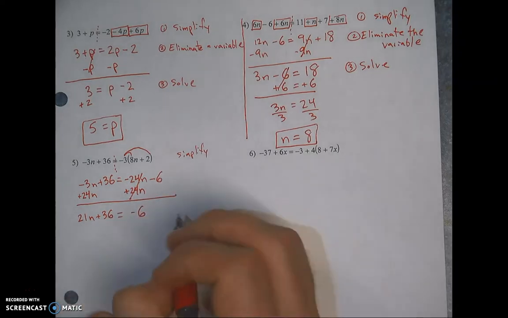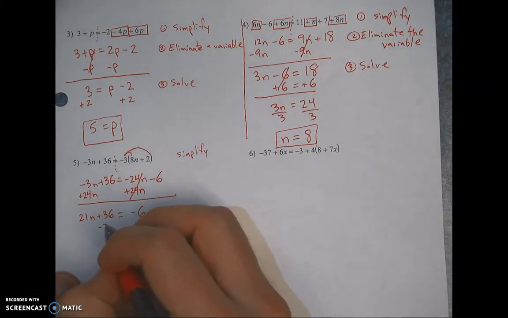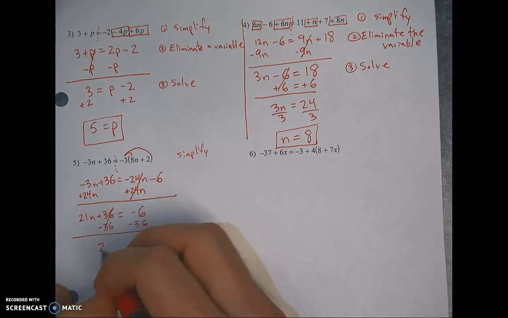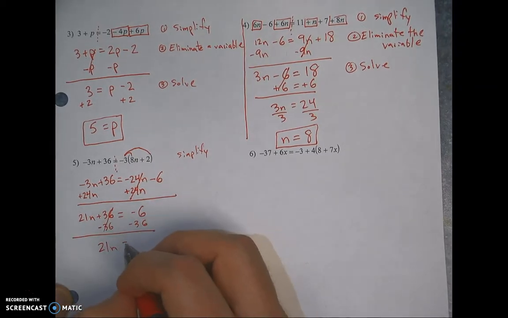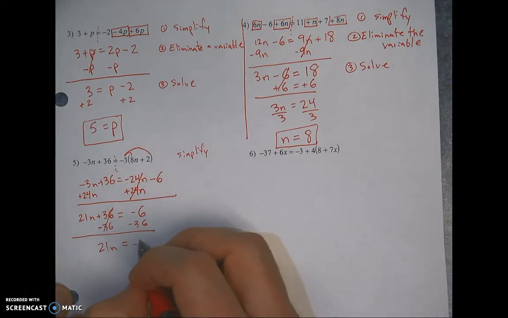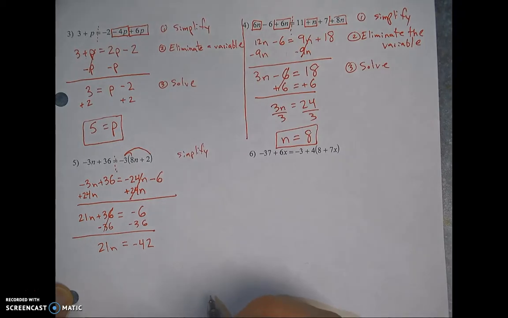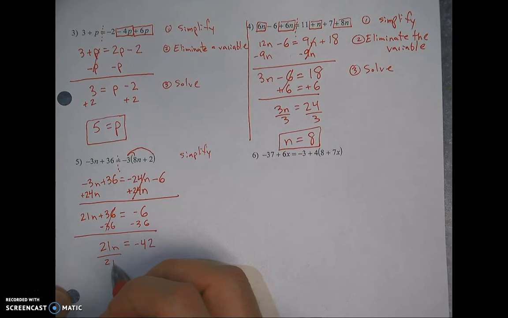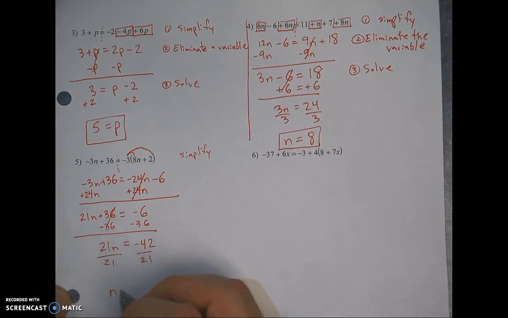And it's a two-step. We're going to solve it. Get n by itself, so minus 36. 21n is isolated. Combine these. Use your calculator if you need to. It's negative 42. Kind of looks like some big numbers, but when you look at 21 and 42, when I divide 42 by 21, I'm going to get 2. So this is going to be a negative 2.